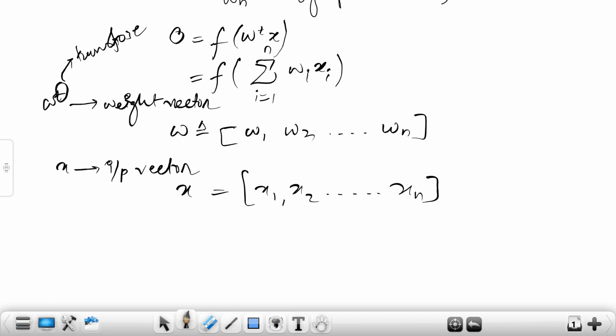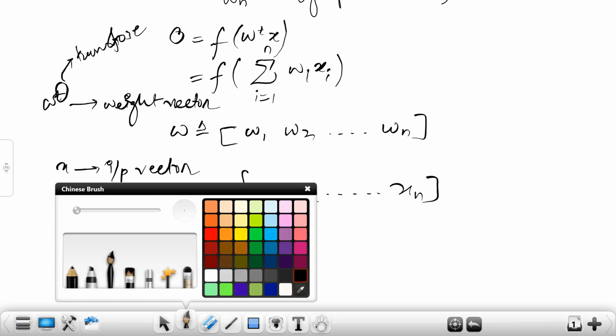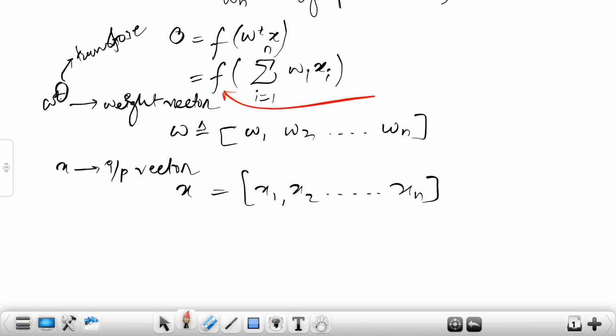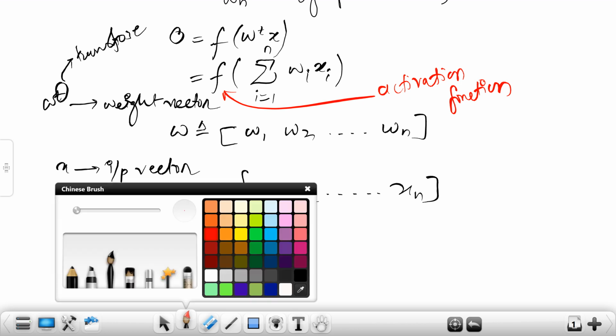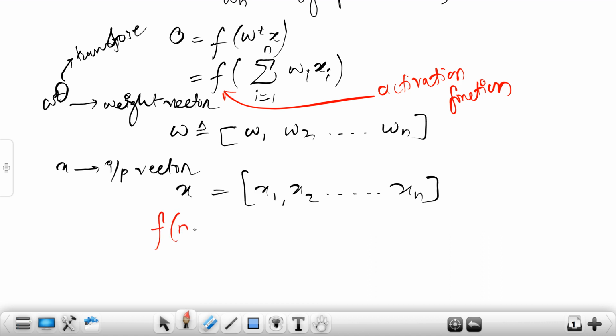Now this function is referred to as the activation function. This is one of the most important things in your neural systems. Let's call the activation value net; we'll have a set of activation values as net. So how do we write this? I'm just going to write this again: f of net equals f of w^T x. This is how you write it.